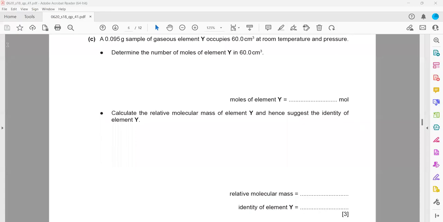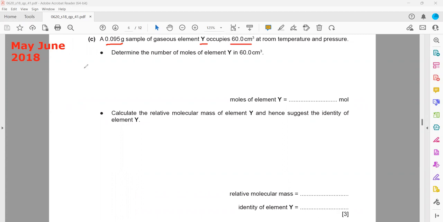So this one is May, June 2018. First variant, question one. We have a 0.095 gram sample of a gaseous element Y. It occupies 60 cm³ at room temperature. We have to determine the moles of element Y.